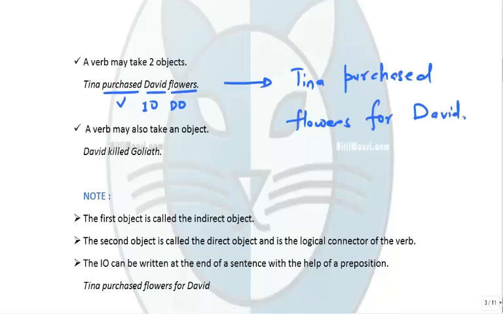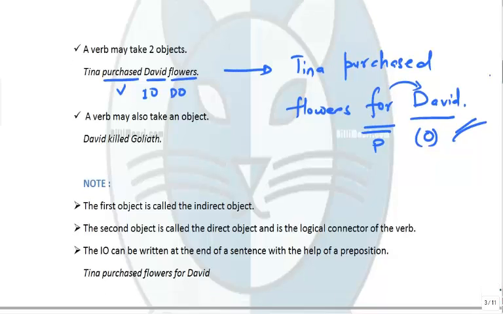This sentence, Tina purchased David flowers, can be rewritten as Tina purchased flowers for David. So the indirect object can be written at the end of a sentence with the help of a preposition. Here the preposition is for and David acts as the object for the preposition for. So you can go through these guidelines and postulates. This will give you a better understanding of subject and object.